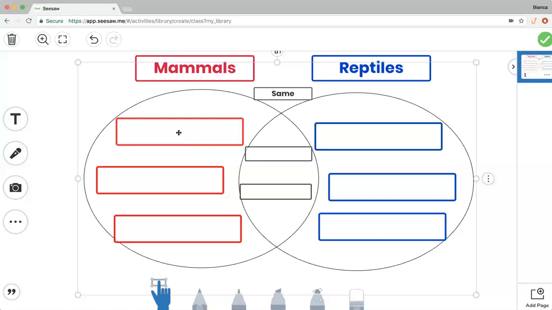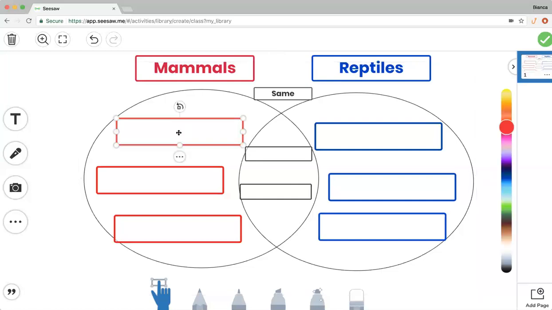So let's start with the mammals and let's start thinking. What can you tell me about mammals? What do mammals have that reptiles do not have? So let's think about the blood and what we learned about them. Are mammals warm-blooded or cold-blooded? I want you to think about that and tell me. So we said that mammals are warm-blooded. We are warm-blooded. So I'm going to write warm-blooded under the mammal section because that is true to mammals.